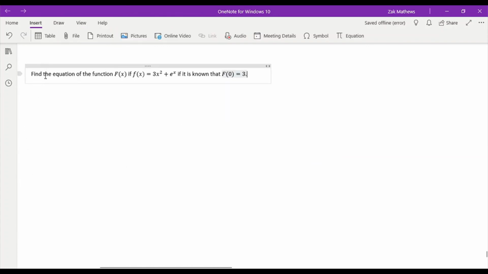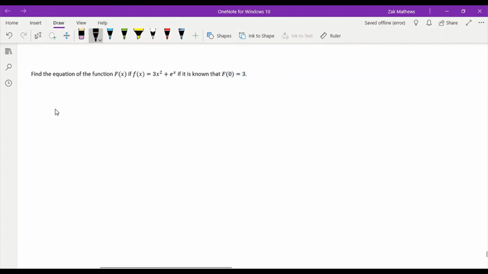So we have the problem: find the equation of the function big F of x if little f of x equals 3x squared plus e to the x, if it is known that big F of 0 is equal to 3. So we're looking for that antiderivative, but here we're looking for a very specific antiderivative. There's only going to be one case where we have the function at 0 with a value of 3. So we do need to start with an antiderivative. So we're finding the indefinite integral or the antiderivative.